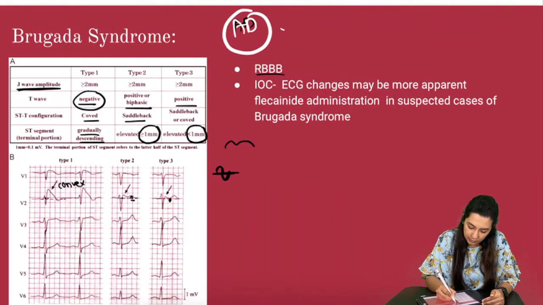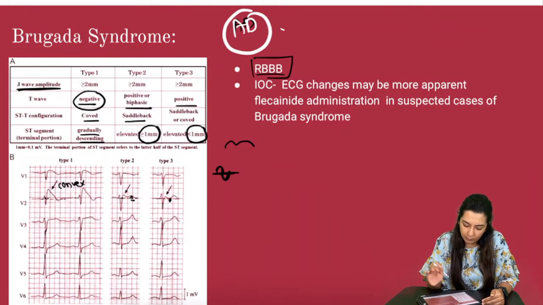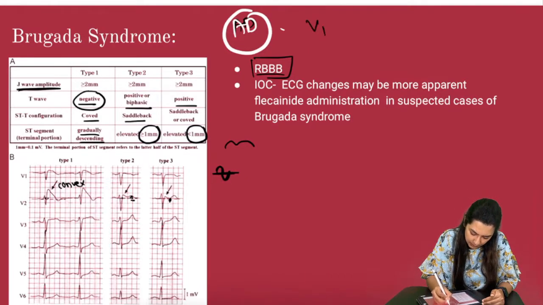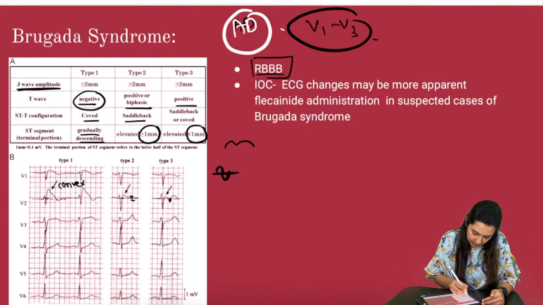The other finding you will see is RBBB, complete or incomplete. More often incomplete RBBB can be seen in Brugada syndrome. Remember, you have to look at the V1 to V3 leads. As you can see here, V1 and V2 are showing ST segment elevation.